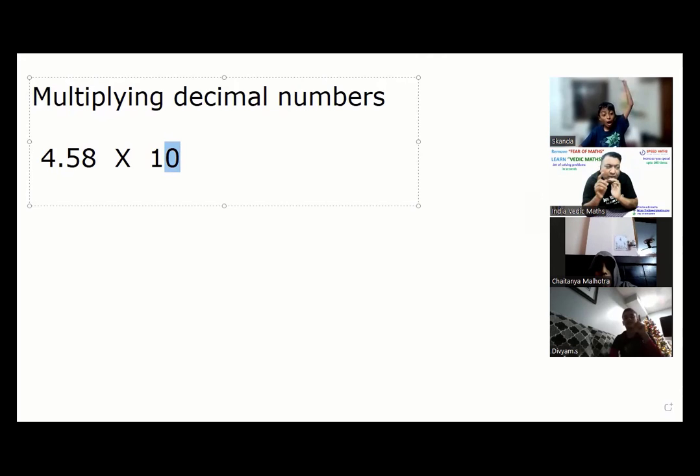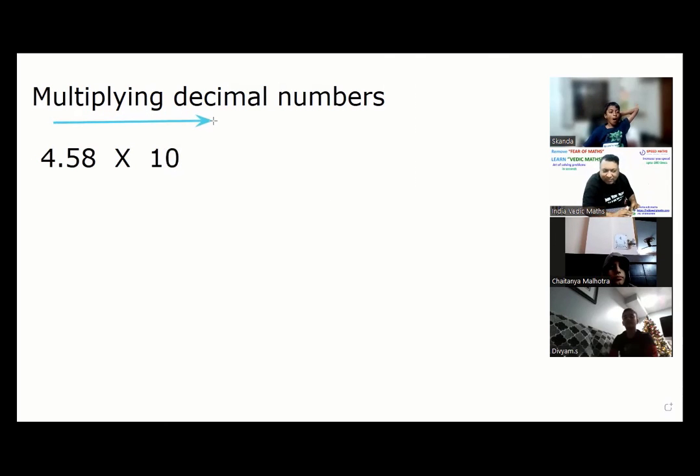When you multiply, you move towards the right side. So I'll put an arrow. On multiply, the decimal goes like this. So this decimal will move like this. How many places will it move?